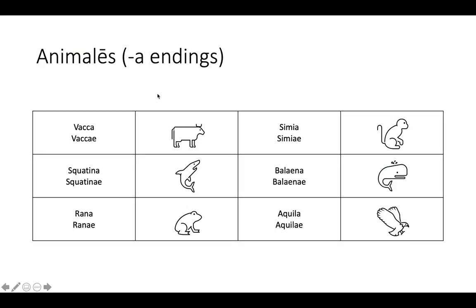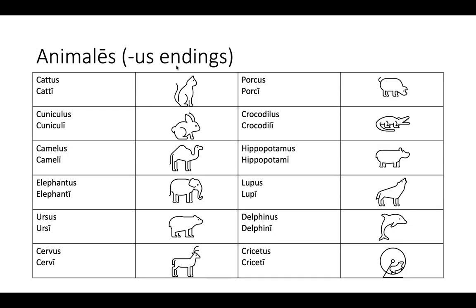So, here are animals that all have A endings in the singular. You'll notice that all the words that have A endings change to an AE in the plural. So waka changes to wakai, and squatina changes to squatinae in the plural. Here are animals with us endings, like catus. Us endings in the singular, when we make them plural, we change the us to a long I, like kati.